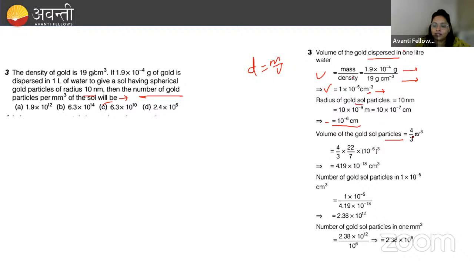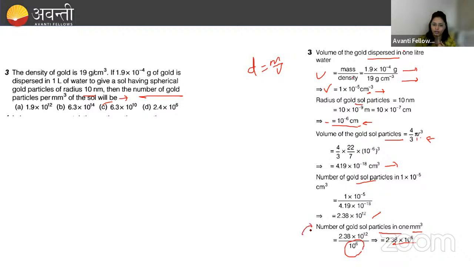For any particle, the volume is what, 4/3 pi r cube. You know the value of pi, the value of r, the radius, you have just determined; the radius was given in nanometers in the problem, but I have converted it into centimeters. Just by doing this calculation, you are getting the volume. So number of gold sol particles in this will be this much, and number of gold sol particles in 1 mm cube will be what? Divided by 10 raised to 6. You will get in 1 mm cube.